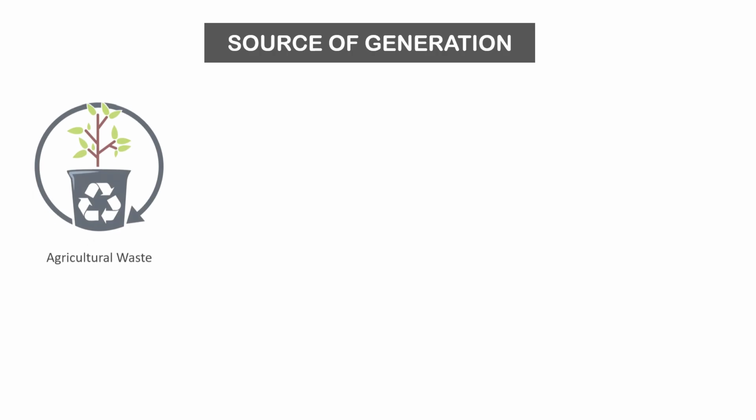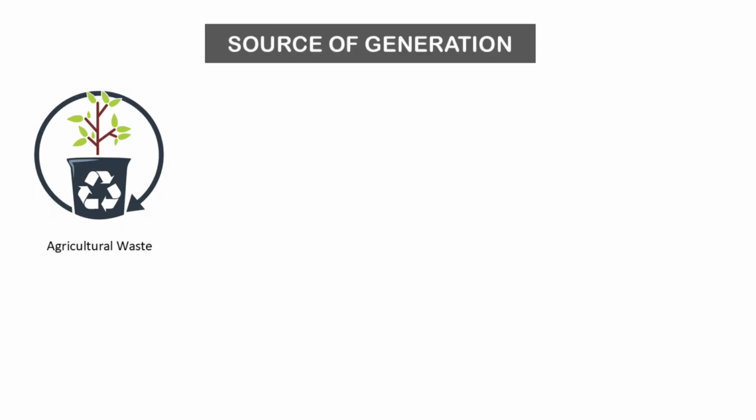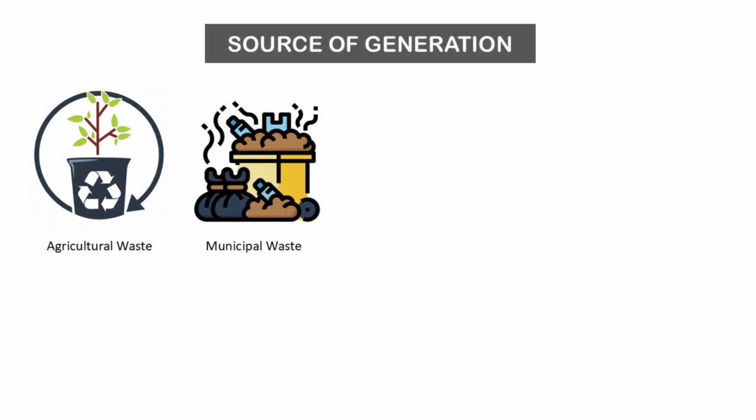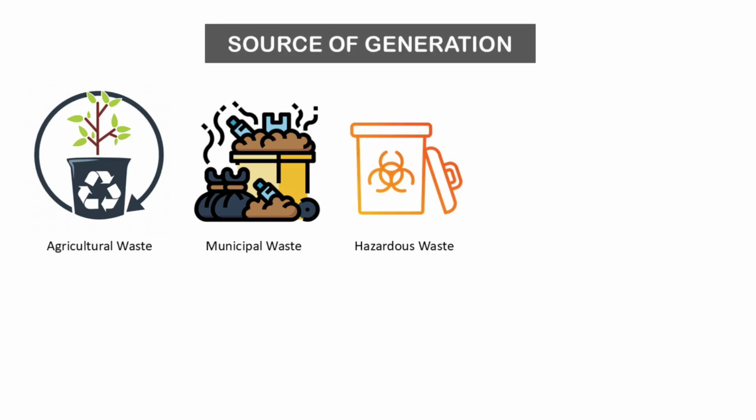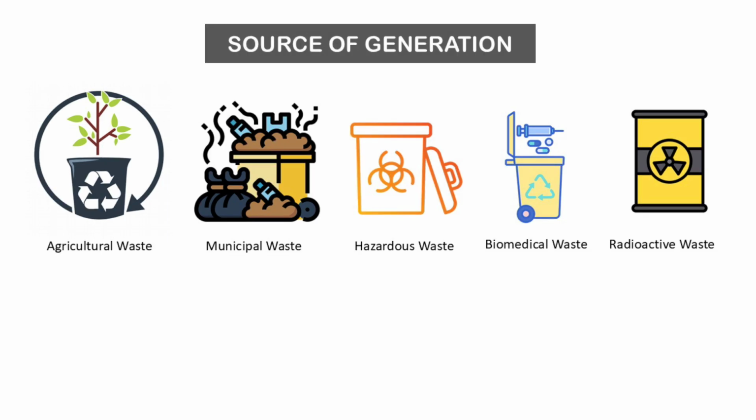First, we have agricultural waste, which includes all those byproducts from farming. Then there's municipal solid waste, the everyday trash coming from our communities. Next is hazardous waste. These are the substances that are toxic, corrosive, flammable, or reactive. Examples like chemical solvents or industrial acids. Next category is biomedical waste that comprises infectious and hazardous waste produced by healthcare facilities. The last one is radioactive waste.